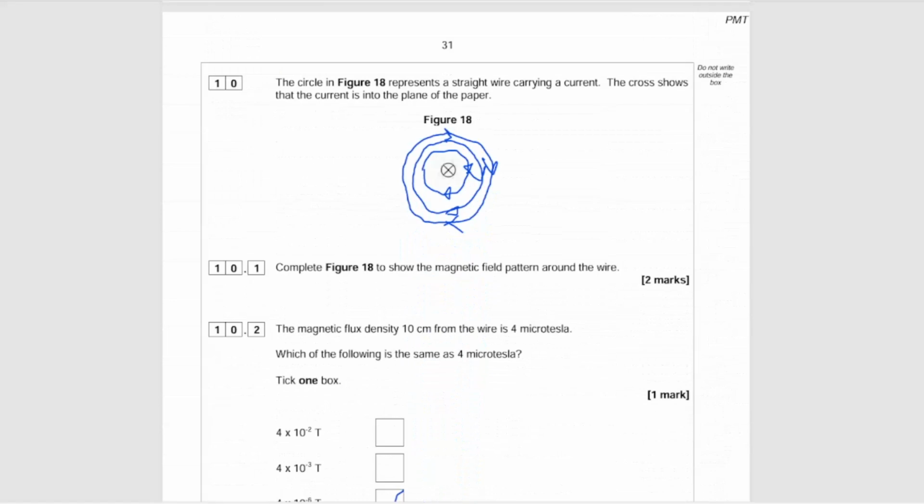Now, last question, question 10. Figure 18 represents a straight wire carrying a current. The cross shows that the current is into the plane of the paper. Complete figure 18 to show the magnetic field pattern around the wire, and it's just 3 circles around the wire, and then arrows going around.